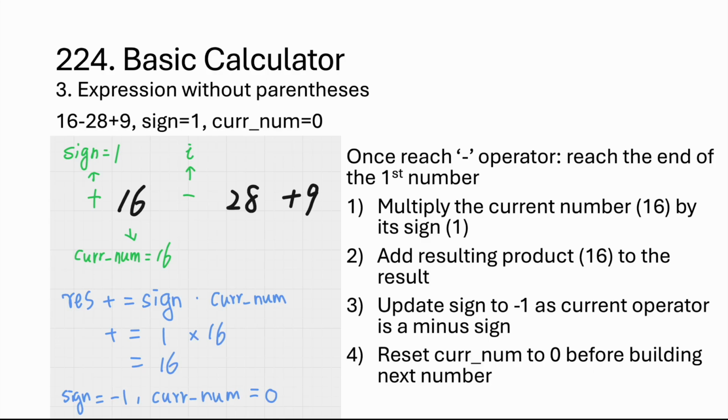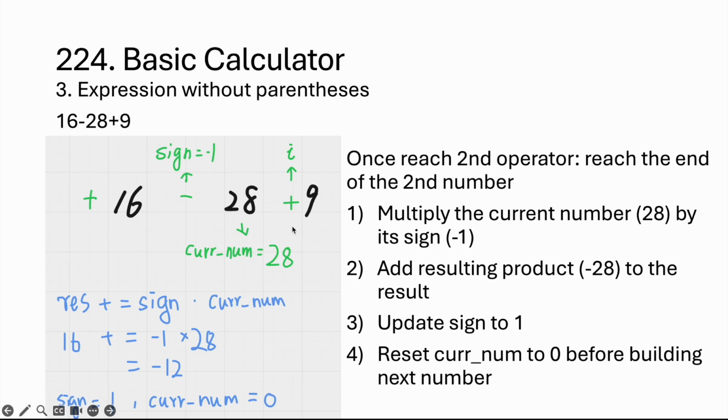Part 3. Expression without parentheses. In this example, 16 minus 28 plus 9. The initial sign is 1, initial current number is 0. Once we reach minus operator, it means we reach the end of the first number. So we follow the following steps. 1. Multiply the current number 16 by its sign 1. 2. Add the resulting product 16 to the result. 3. Update sign to -1 as current operator is a minus sign. 4. Reset current number to 0 again before building next number.